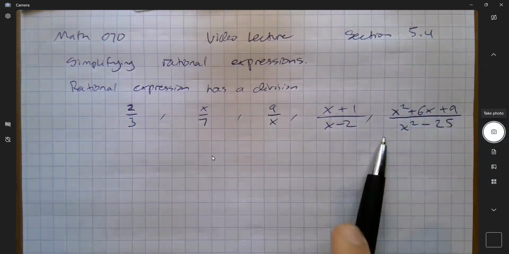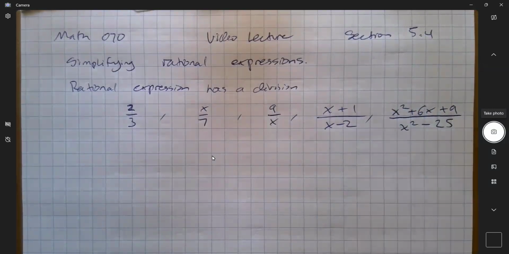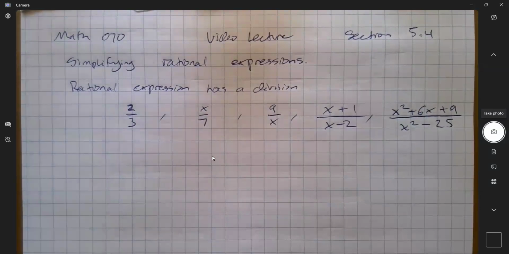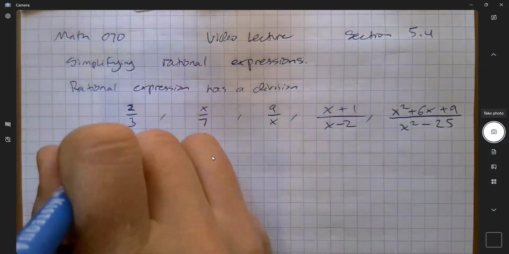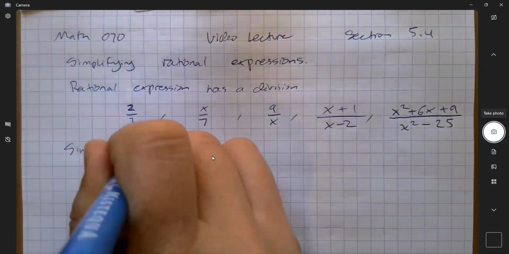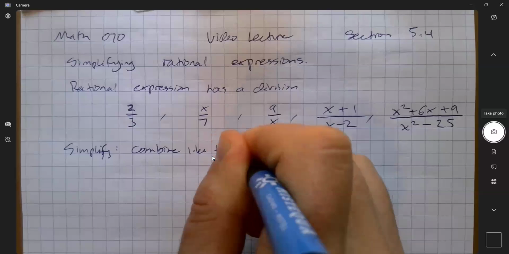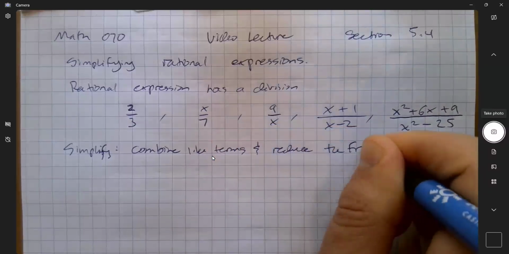And if you think back to the previous video, see if you can factor the top and if you can factor the bottom using our special cases. So these are all rational expressions. And sometimes we can simplify. In this case, simplify means combine like terms and reduce the fraction, if possible.